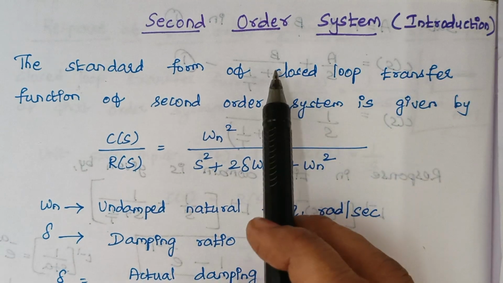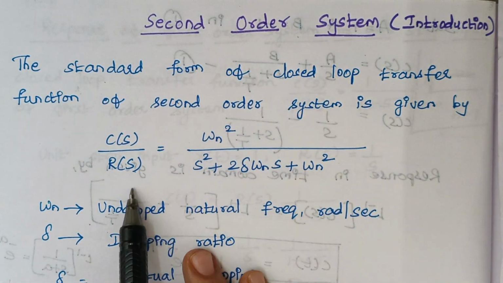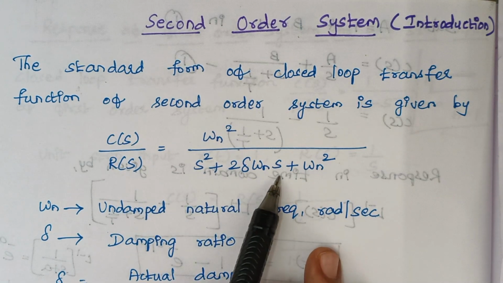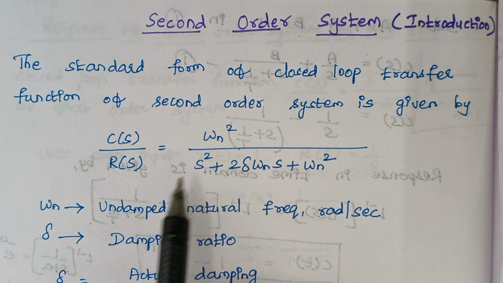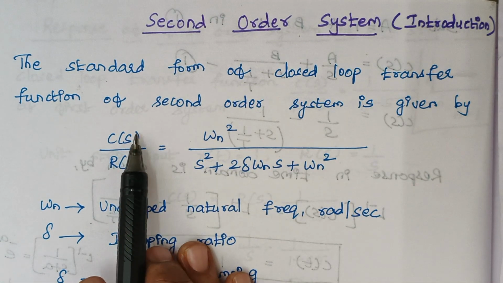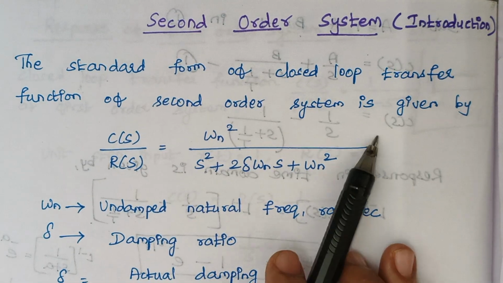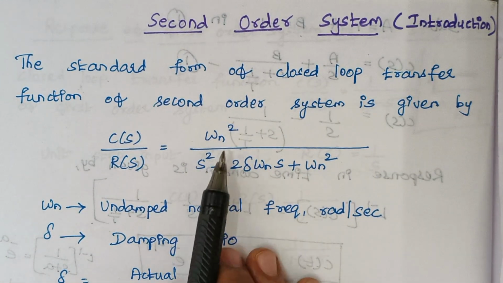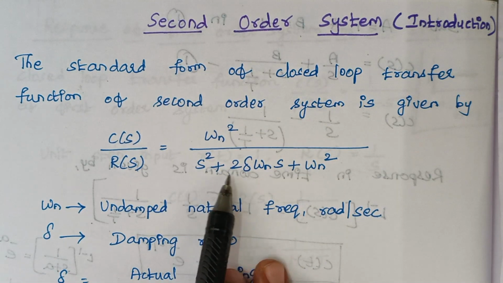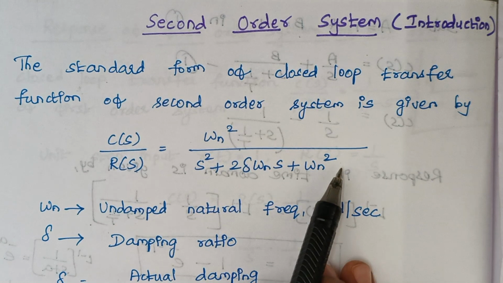Today we are going to see an introduction about second order system. So this is a general representation of a closed loop transfer function of a second order system. Here C of s is your output and R of s is the input, and this is your standard representation: omega n square divided by s square plus 2 zeta omega n s plus omega n square.